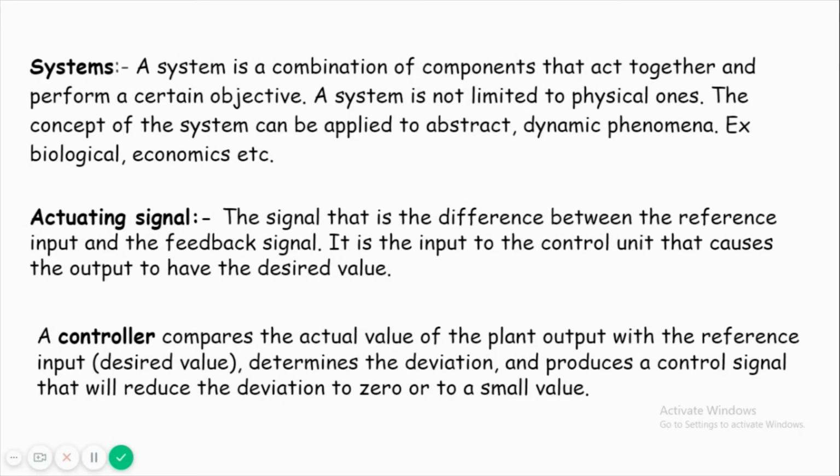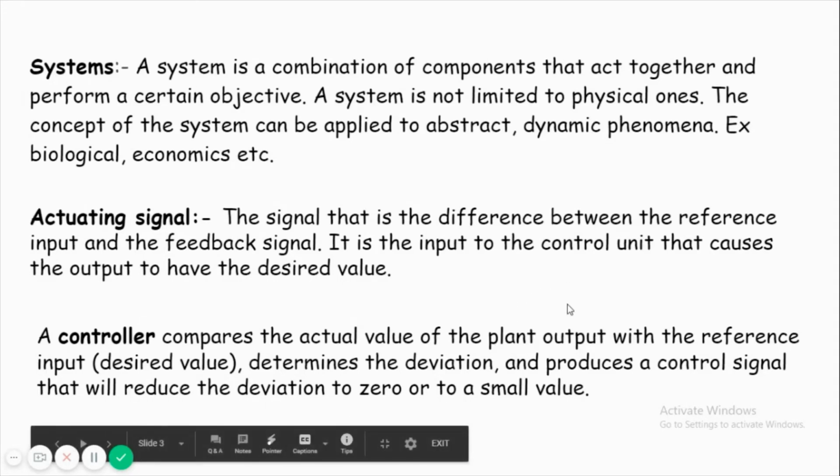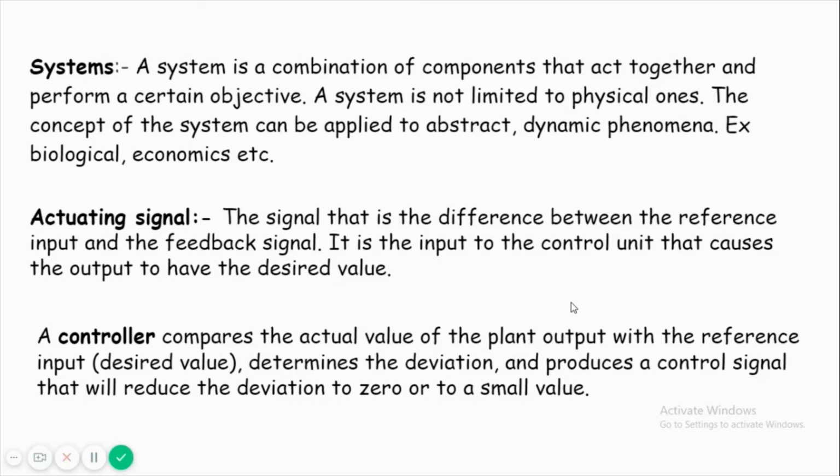So it is not possible every time to decrease the error to zero. For some constraints like cost or physical availability, etc., the controller can decide to produce a control signal which is best, which gives the best performance. So let us see what this means in our example.